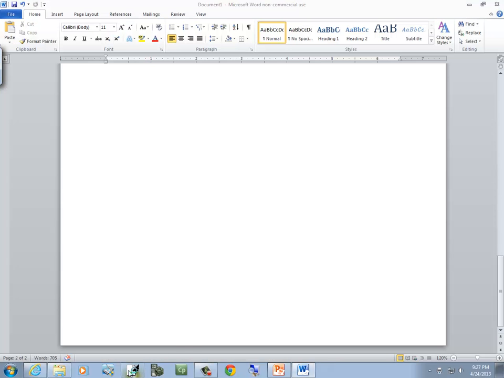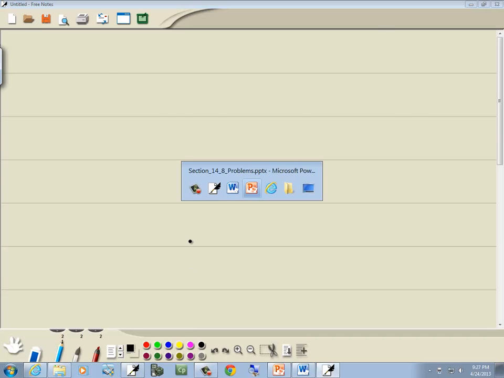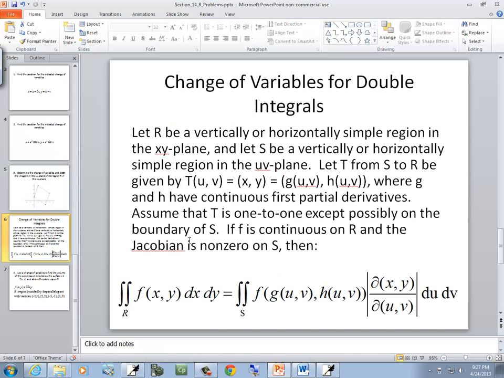And let's take a look at our last problem. Now this is our formula for the change of variables for double integrals. Let R be a vertically or horizontally simple region in the xy plane, and let S be a vertically or horizontally simple region in the uv plane. Let T from S to R be given by T of (u,v) equals (x,y) equals (G of (u,v), H of (u,v)), where G and H have continuous first partial derivatives. Assume that T is one-to-one, except possibly on the boundary of S.